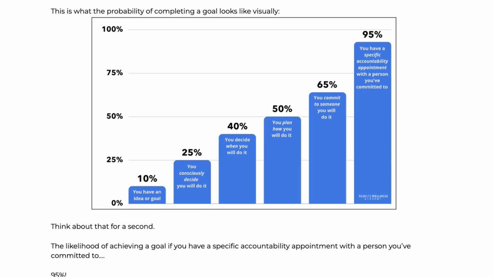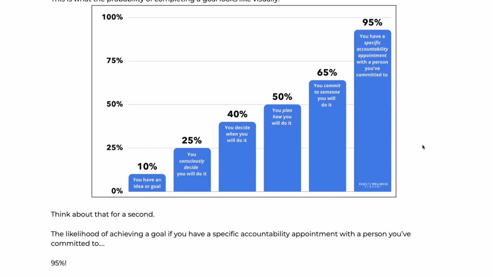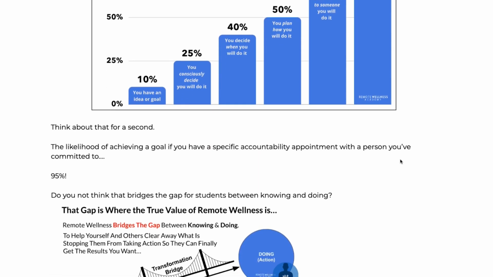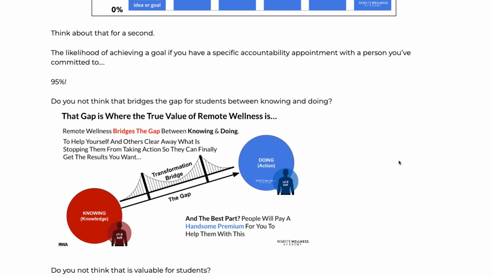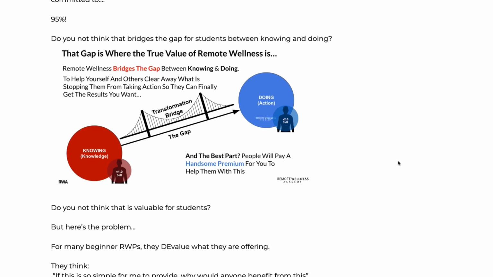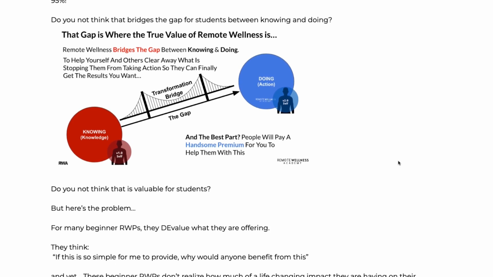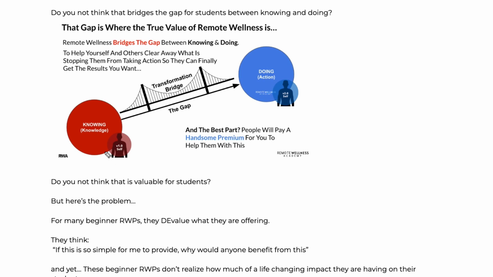Now, I want you to think about this for a second. The likelihood of achieving a goal if you have a specific accountability appointment with a person that you've committed to, the chances of you completing that goal, is 95%. That's pretty high, right? And so my question to you is, do you think that that does not bridge the gap for students between knowing and doing? Do you not think that 95% is good enough to help bridge that gap between somebody knowing what they need to do and actually getting them to do it? Do you not think that is valuable for students?